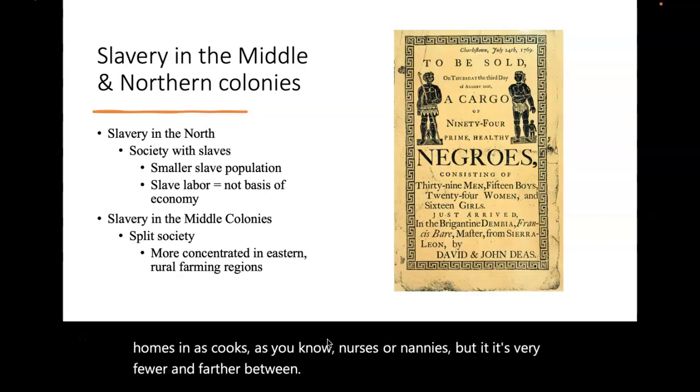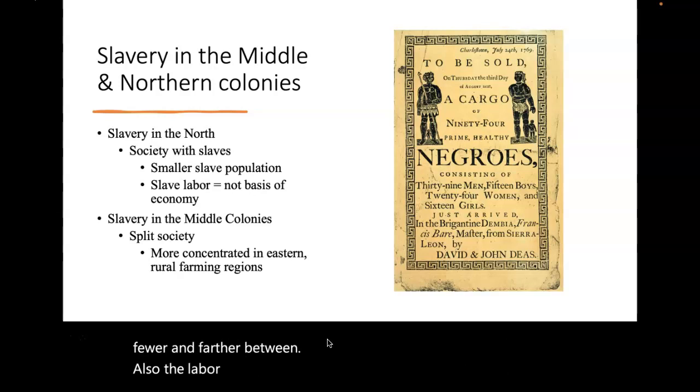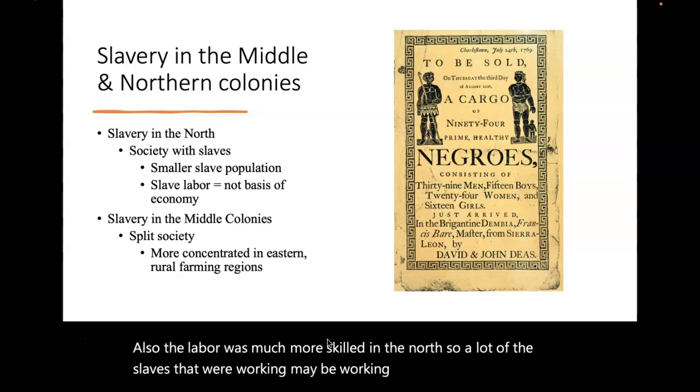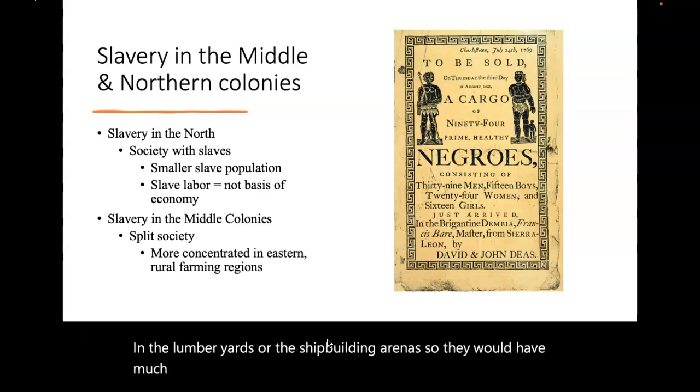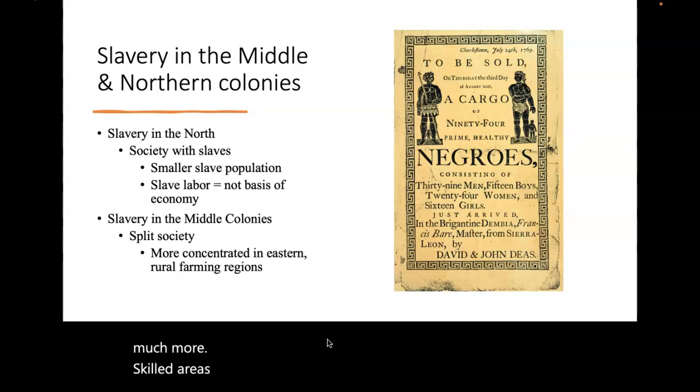Also, the labor was much more skilled in the North, so a lot of the slaves that were working may be working in the lumber yards or the shipbuilding arenas. So they would have much more skilled areas of work, unlike that of the South.